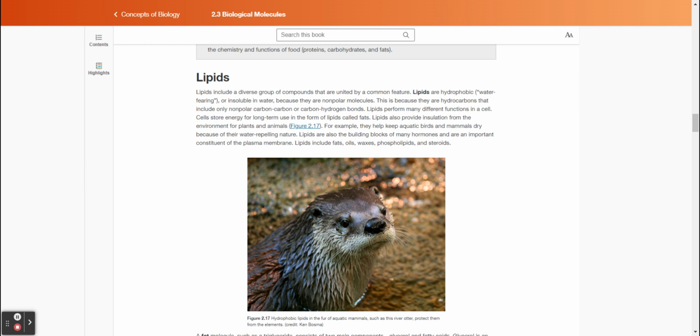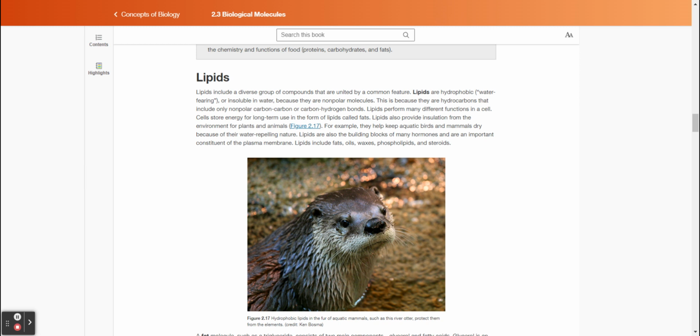Cells store energy for long-term use in the form of lipids called fats. Lipids also provide insulation from the environment for plants and animals. For example, they help keep aquatic birds and mammals dry because of their water-repelling nature. Lipids are also the building blocks of many hormones and are an important constituent of the plasma membrane. Lipids include fats, oils, waxes, phospholipids, and steroids.